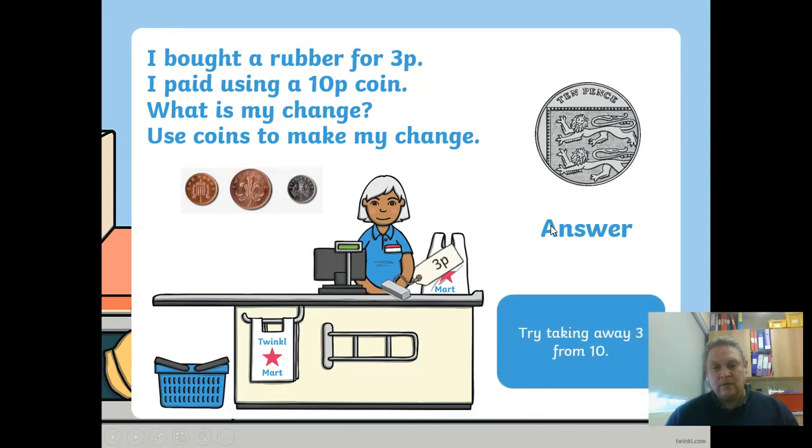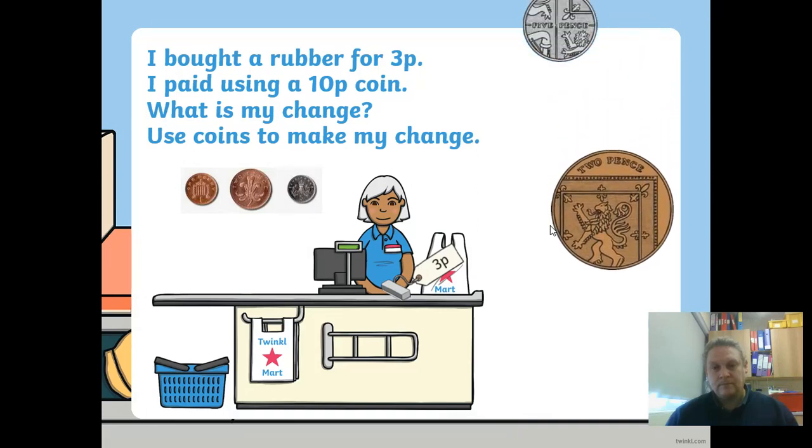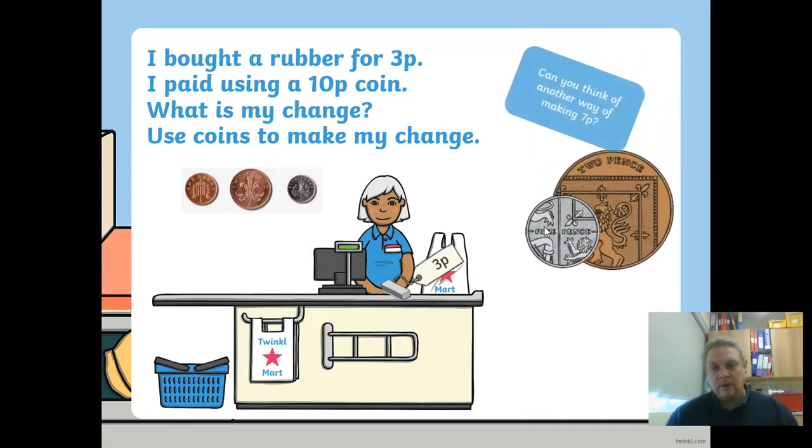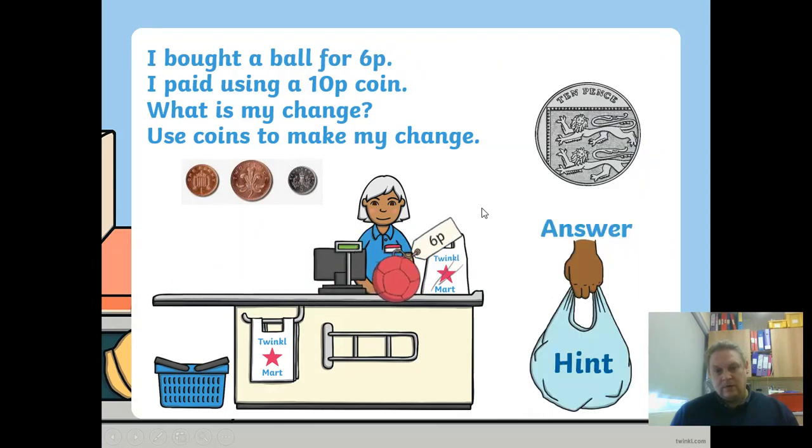Our hint is to take away 3p from 10, which we've done. Our answer is 7p: 5, 6, 7. That's the easiest way of making 7p with these 3 coins. Can we do it another way? Yes, we can have 3 2p pieces. That'll be 2, 4, 6, and then we have the 1 for our 7. What have we got now?